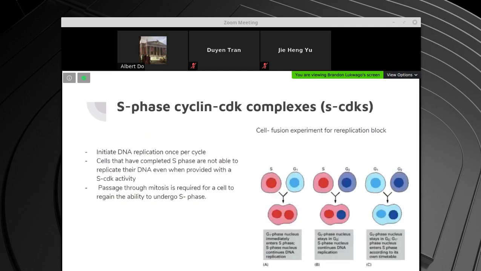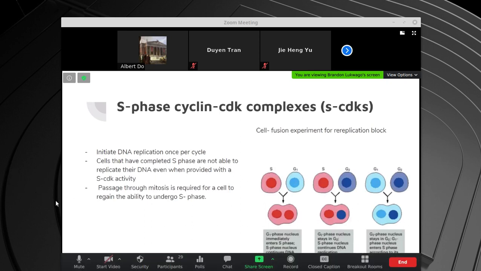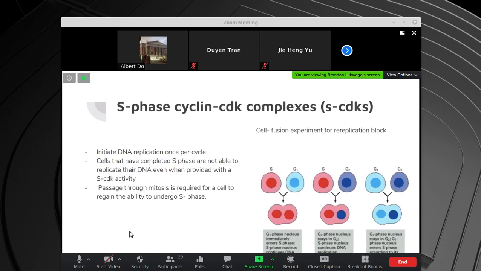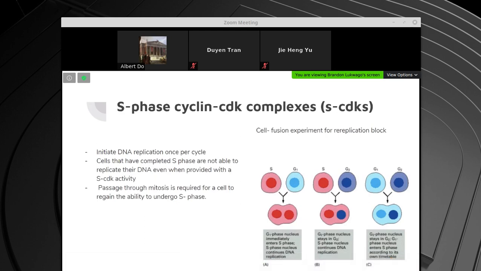In the S phase, DNA synthesis occurs. This initiates DNA replication once per cycle. It prevents re-replication, which not only minimizes the risk of mutation but also prevents damage to genes. A cell that has completed S phase is not able to replicate its DNA, even when provided with S-CDK activity, and passage through mitosis is required for a cell to regain the ability to undergo S phase.